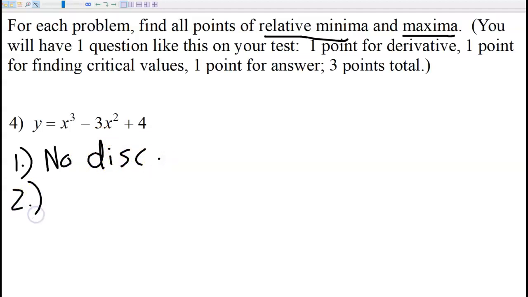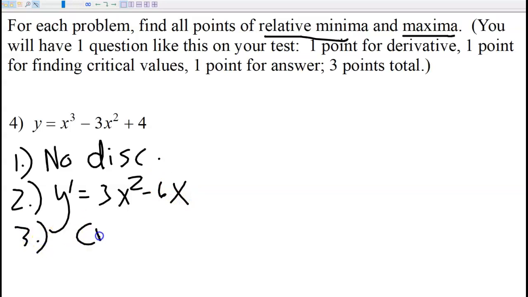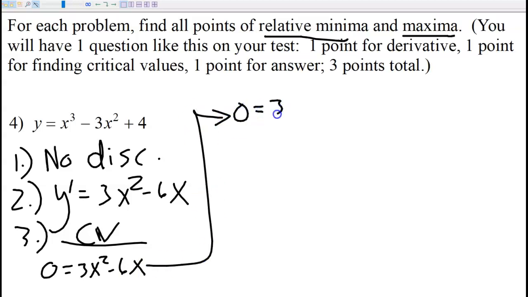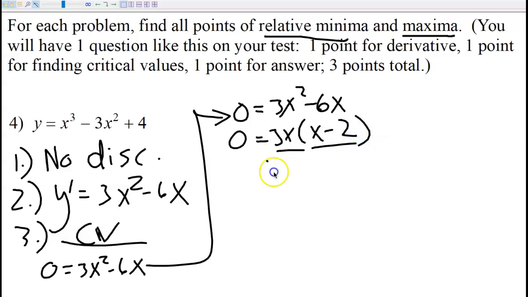That's cool. Number 2, you want to find your derivative. Number 3, you want to find your critical values. And that is done by setting your derivative equal to 0, or by finding where it's undefined, but my derivative is a polynomial, so it's never undefined. So for this one, I'm only going to get critical values by setting it equal to 0 and solving. Factor out a 3. And I end up with 2 values of 0 and 2.